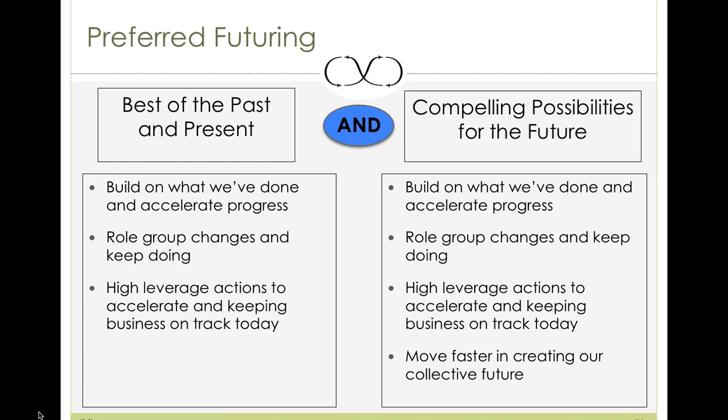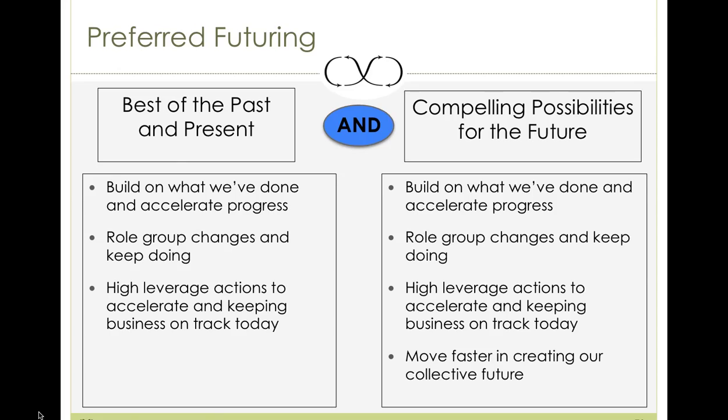The role group changes, again, looked at the changes for the future, and the keep doing was on the past and present. High leverage actions, accelerate and keeping business on track. Again, looking at acceleration as a possibility for the future, and today's business on track was a past and present. So that shows up on both sides of preferred futuring.